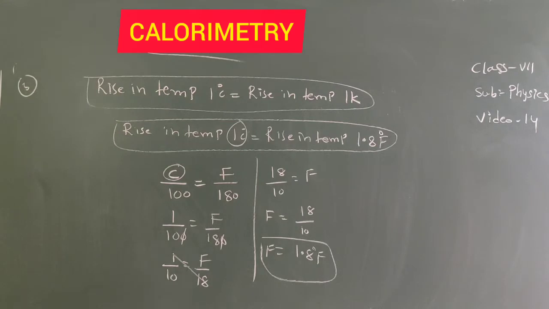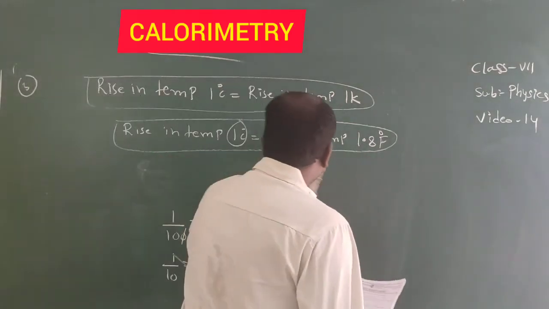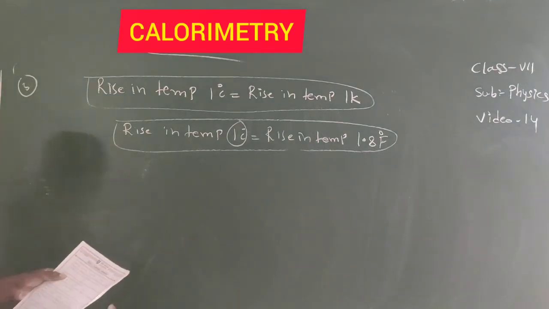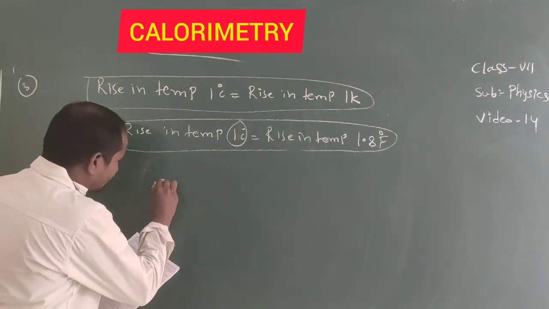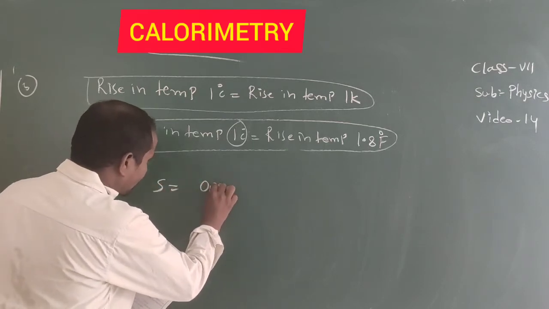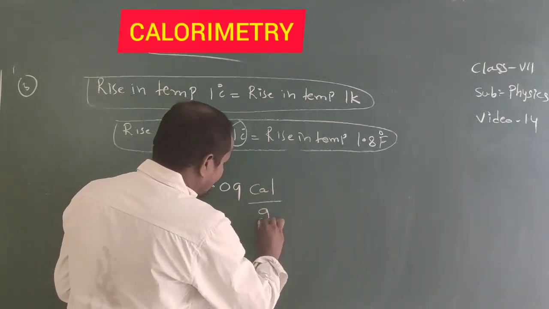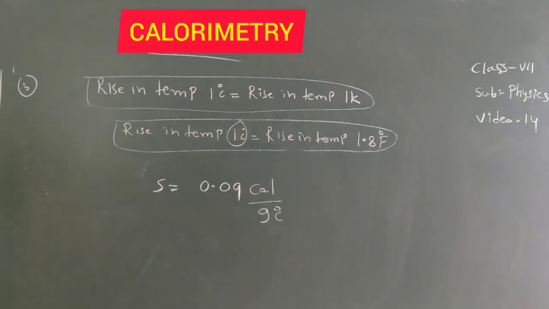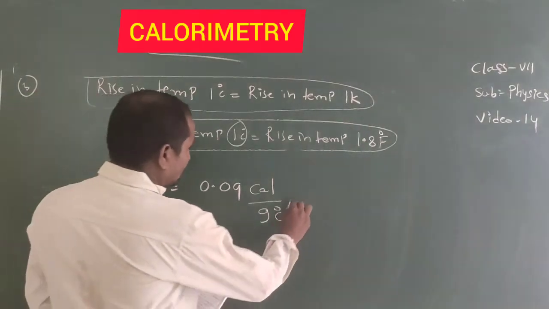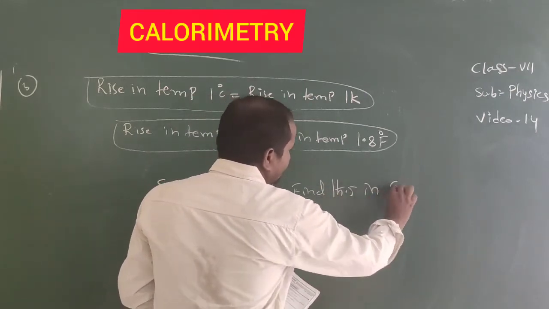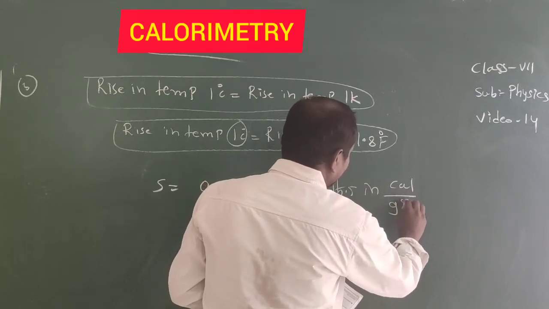Now, what is the given value here? S is given. So here, what is the S? S equal to specific heat capacity, S is given. That is S equal to 0.09 calorie per gram degree Celsius. We have to find this value in calorie per gram degree Fahrenheit.